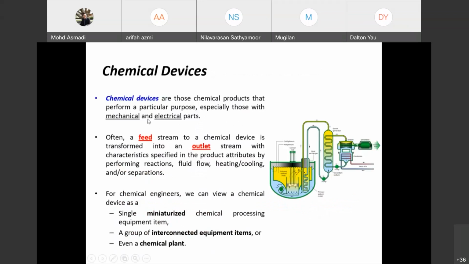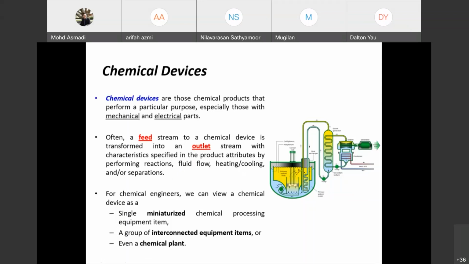The feed stream of the chemical device is transformed into the outlet stream. There is in and out, like the water purifier, right? This is the main characteristic. These characteristics are specified in the product attributes by performing reaction, fluid flow, heating, cooling, and or separation. So we can view a chemical device as a miniature chemical process equipment.